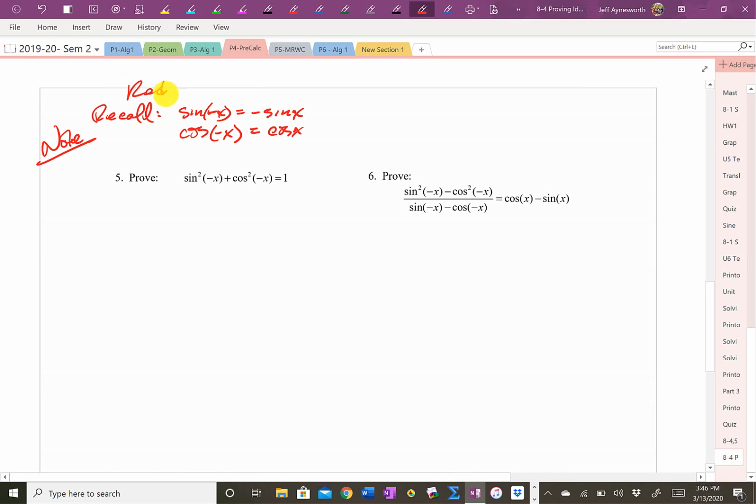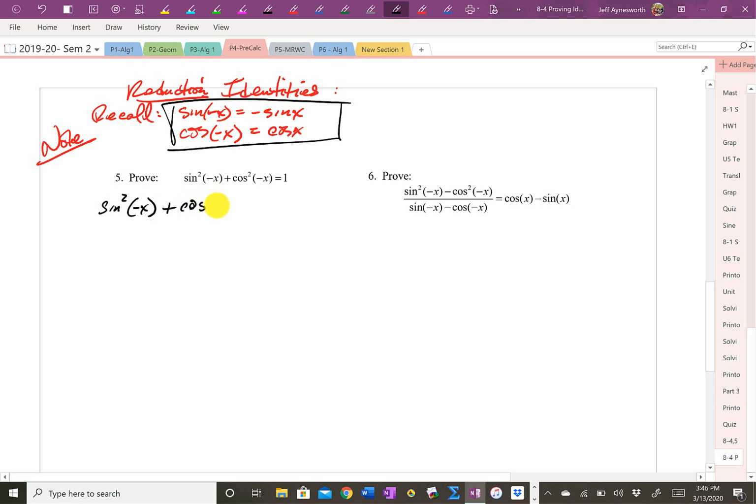So reduction identities. You can see your notes because we went over them, and you guys are supposed to make note cards on them. All right, so let's use this. I'm going to rewrite this so it makes a little bit more sense. I have to show that sine squared of negative x plus cosine squared of negative x actually equals 1.